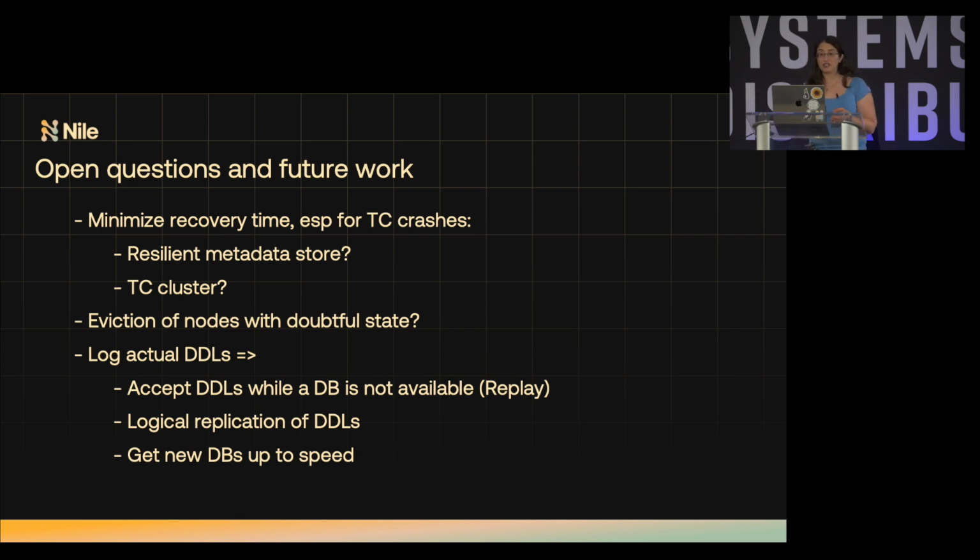But if we log the actual DDLs, it will let us continue accepting database DDLs while we're not in a perfect state and replace them later. This would be cool. We could replicate DDLs. This is something everyone wants out of Postgres and currently doesn't exist. So this is really cool. And we can even get databases and use this log to get them up to speed. So we have all those cool things we can do.